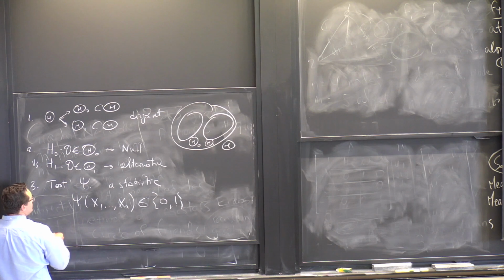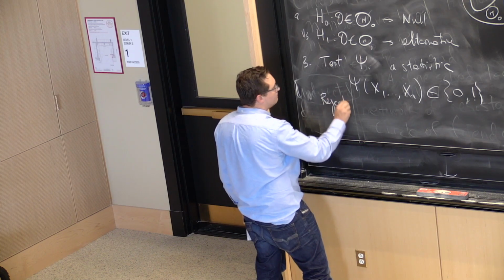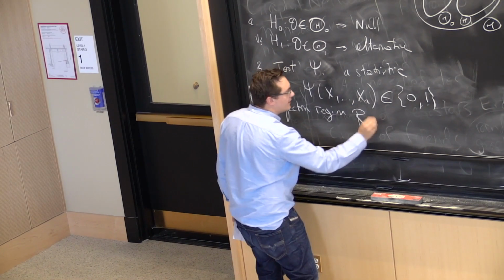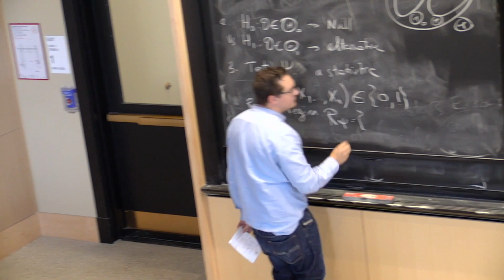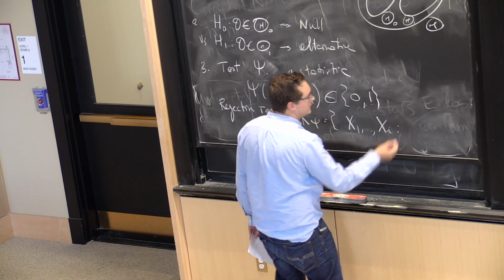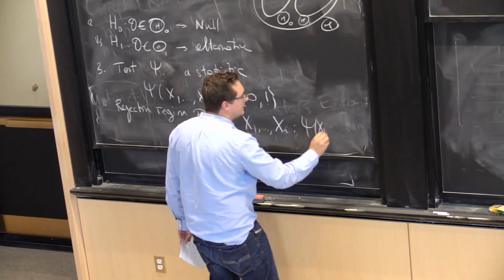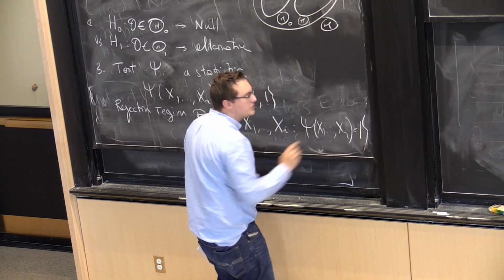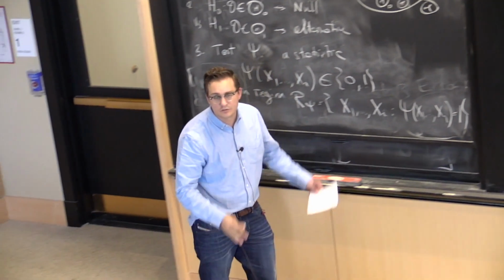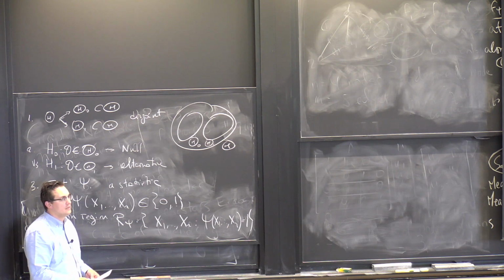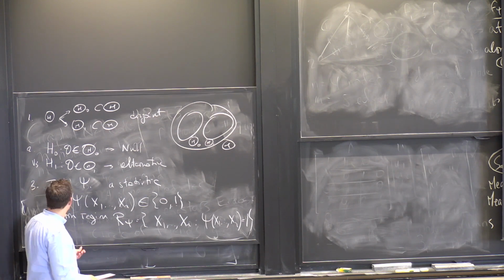Associated to this test was something called the rejection region, R psi, which is just the set of data, x1 to xn, such that psi of x1 to xn is equal to 1. That means we reject H0 when the test is 1, and those are the data points that lead me to reject.